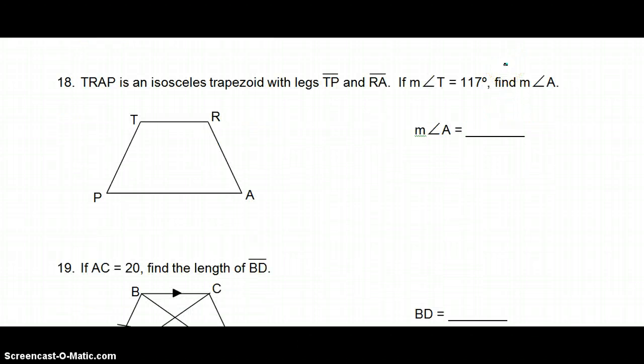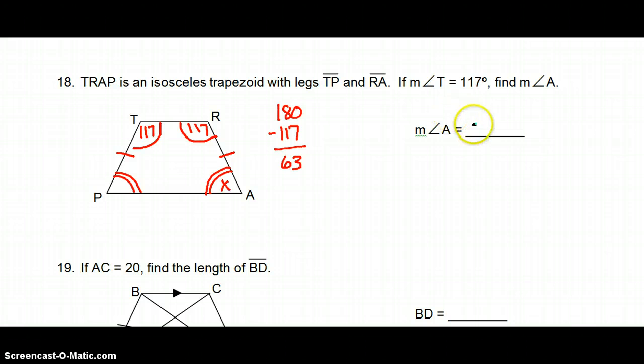18, is an isosceles trapezoid with legs TP and RA. T is 117, find A. Okay, so it's isosceles, so that means this is congruent to this. T is 117, and we want to find A down here. Well, we know that base angles are congruent, so we're going to find X. First we'll move 117 over here, and then we can just do 180 minus 117 gives us 63. So angle A is 63 degrees.